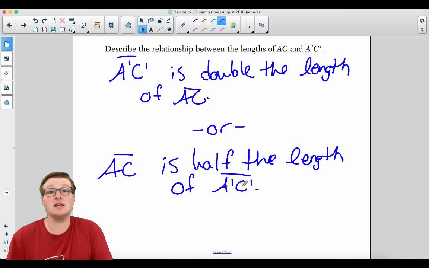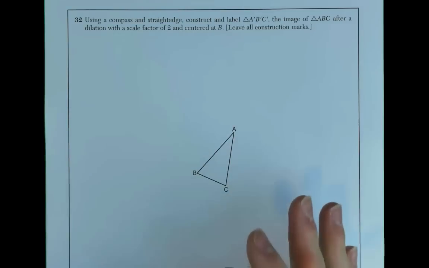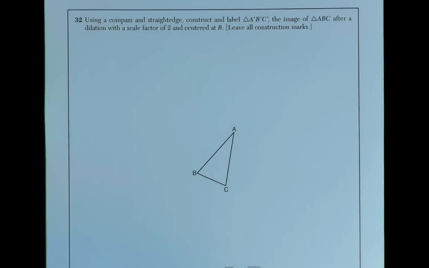The next part of this video is the hands-on construction. Okay, so here's question number 32 from the August 2016 Regents exam. Once again, this is for people who do not like the computer software that I use and want to see a more hands-on application on how to complete this construction.